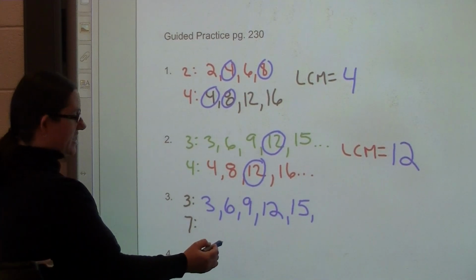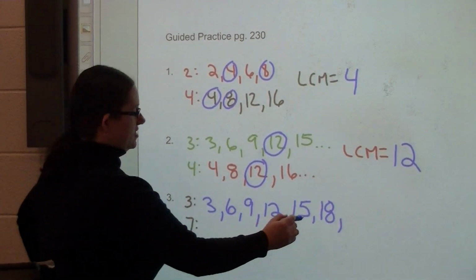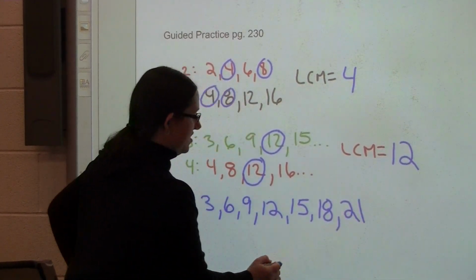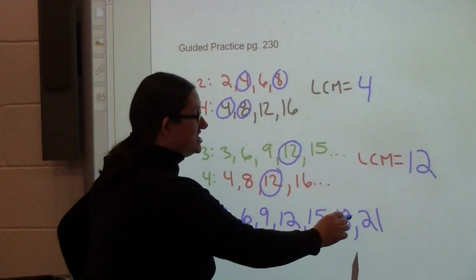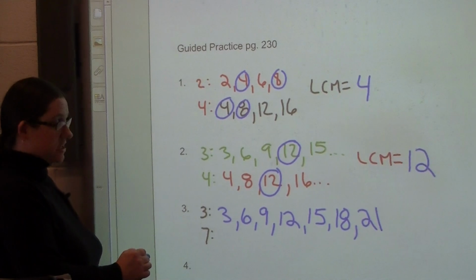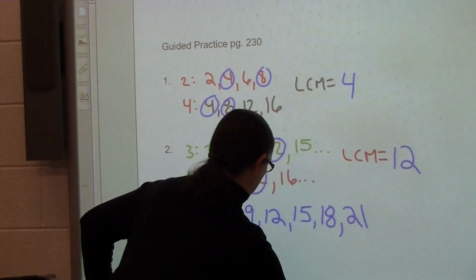What's 3 times 6? 18. 3 times 7? 21. Okay, we're going to stop there for now. When in doubt, fifth grade, always do maybe the first 10. Okay, because sometimes you're going to have to go farther and sometimes you won't. Always do the first 10 multiples.